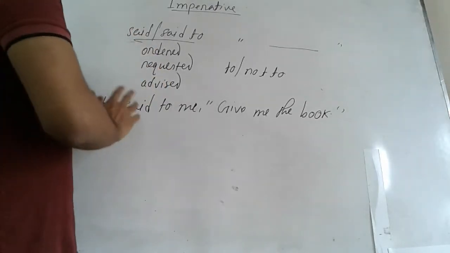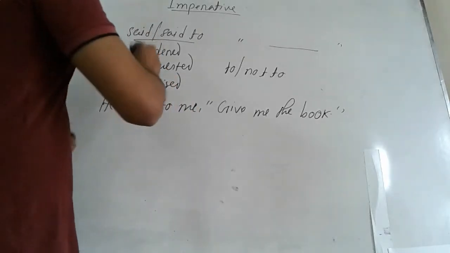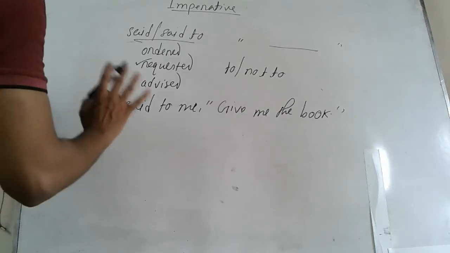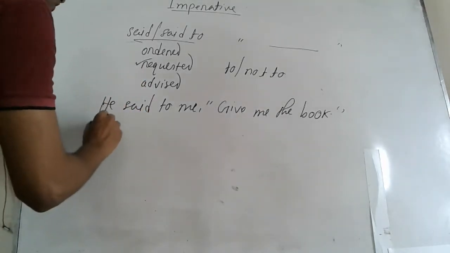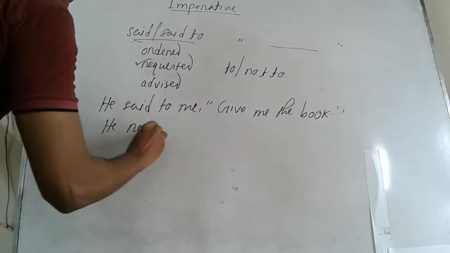Here we don't know who is inferior or who is superior. So in this case we should use requested whenever we are uncertain about this. So here we can take he requested me.